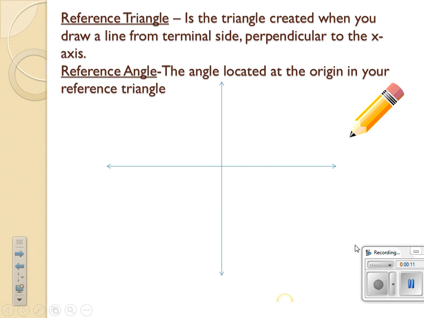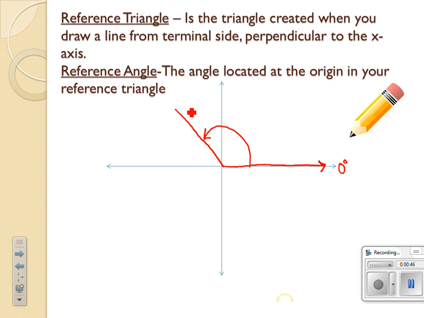We're going to start off by talking about a couple of new definitions that you've never heard before, a reference triangle and a reference angle. So the idea comes from us drawing our angles that we learned how to do yesterday. We always start at the initial side, which is 0. To draw any angle, if it's positive, we go counterclockwise, and if it's negative, we go clockwise. So let's just say we're going to draw an angle that's positive, okay?